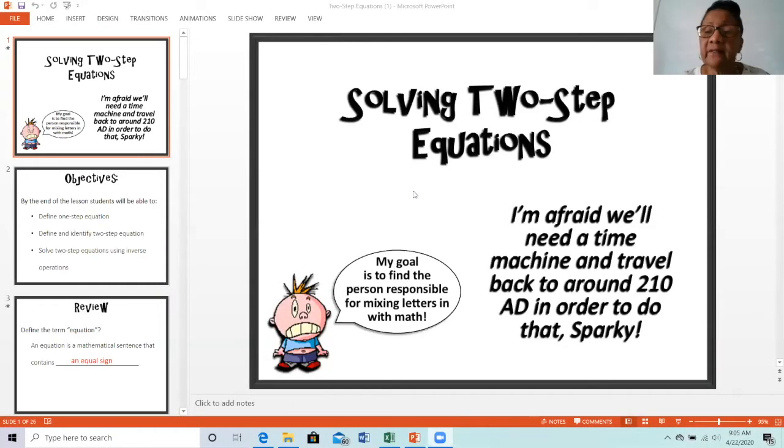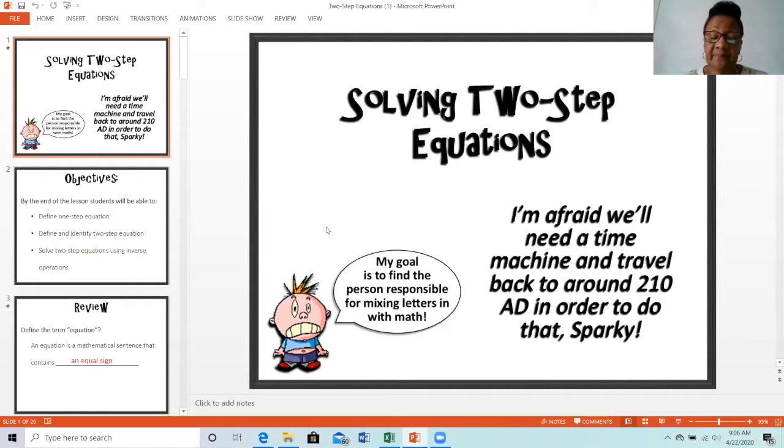Okay, good morning, everyone. Today we will start with solving two-step equations. We've already done the rules. We have already worked with one-step equations using all four rules, and so we're moving on today to solving two-step equations. We have Sparky on the side here. Sparky is not very happy because right now he wants to know why we're mixing up letters with math.